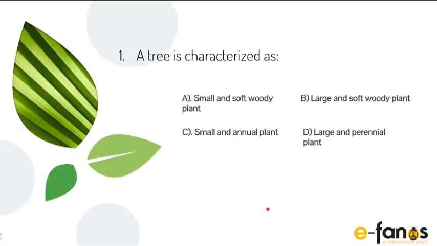Okay, let's just do some review questions on this one, and then we'll move on to the chapter review and we'll do some test questions. But first, a little quiz here. Question 1. A tree is characterized as A, small and soft woody plant, B, large and soft woody plant, C, small and annual plant, or D, large and perennial plant.